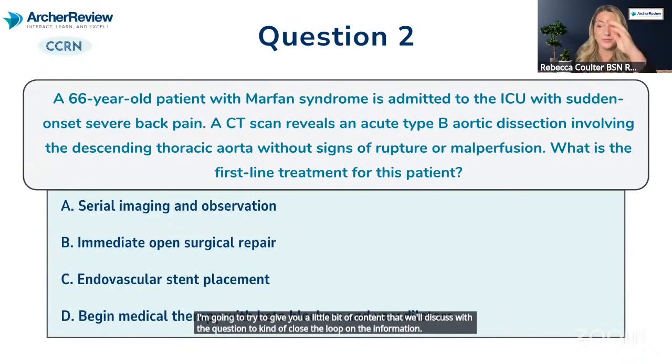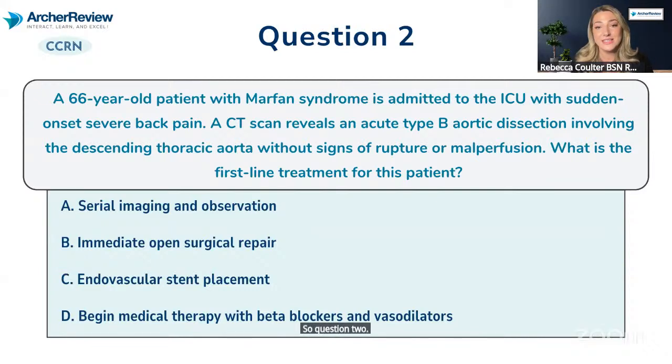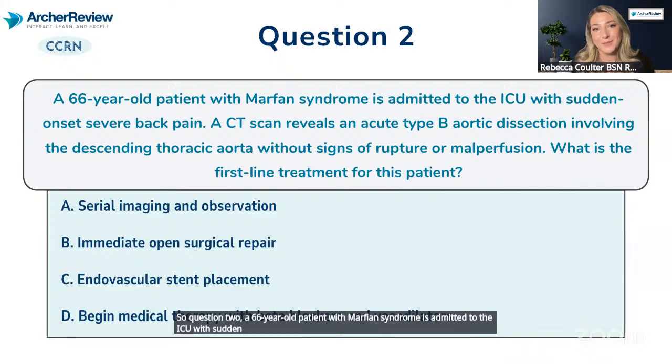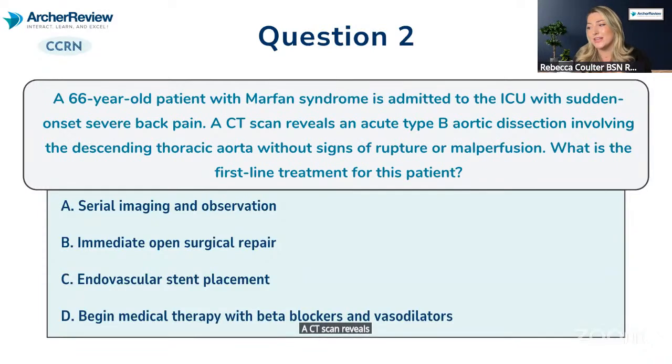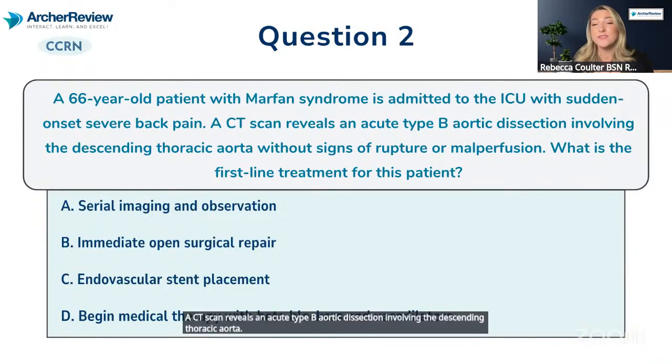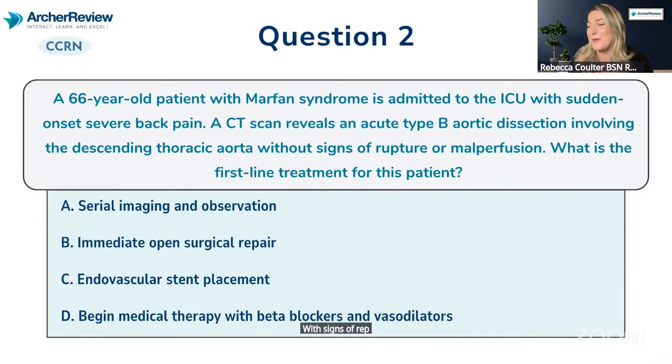So question 2, a 66-year-old patient with Marfan syndrome is admitted to the ICU with sudden onset severe back pain. We should have red flags rising when we hear that. A CT scan reveals an acute type B aortic dissection involving the descending thoracic aorta without signs of rupture or malperfusion. What is the first line treatment for this patient?